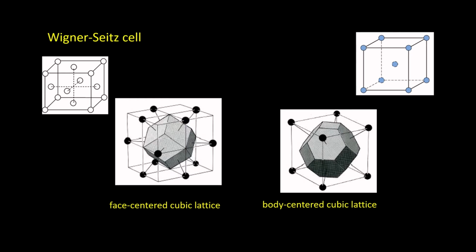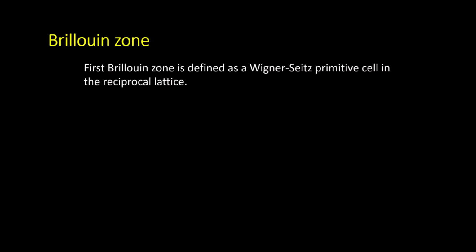In 3 dimensions, the Wigner-Seitz cell is a polyhedron obtained by connecting a lattice point to all other lattice points and drawing the planes perpendicular to these connecting lines and passing through their midpoints. So these are the Wigner-Seitz cells of a BCC and FCC lattice. I have posted a link in the discussion forum which will enable you to draw the Wigner-Seitz cell for various types of lattice. You can try that to clearly understand this concept. So we have seen what a Wigner-Seitz cell is.